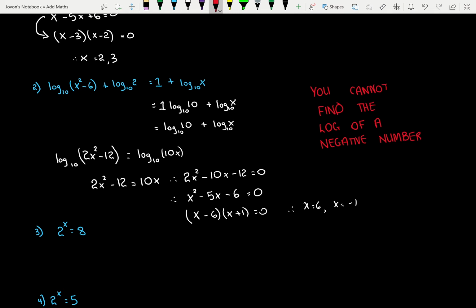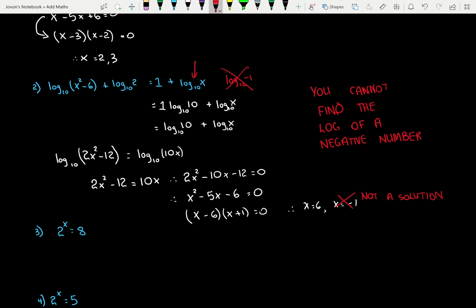So what we need to do is check back our equation. Notice here, if x is equal to minus 1 is a solution, we'll get log to base 10 of negative 1. We just said that we cannot find that, it will give us an error. So whenever we get our x value, we need to check it back with the original equation and make sure we don't end up in such a situation. Therefore, we say that this is not a solution, because you cannot find the log of a negative number.